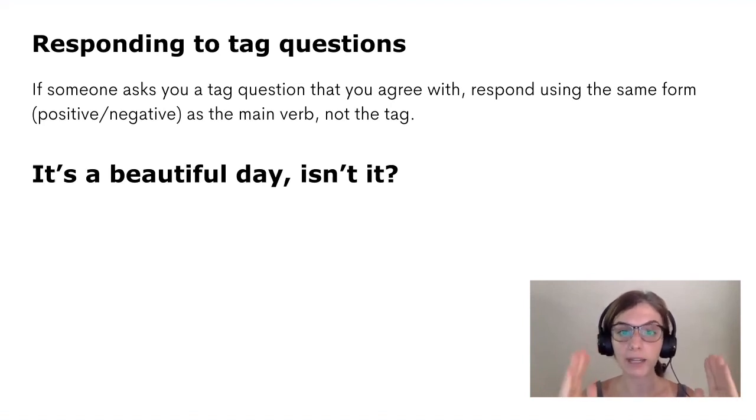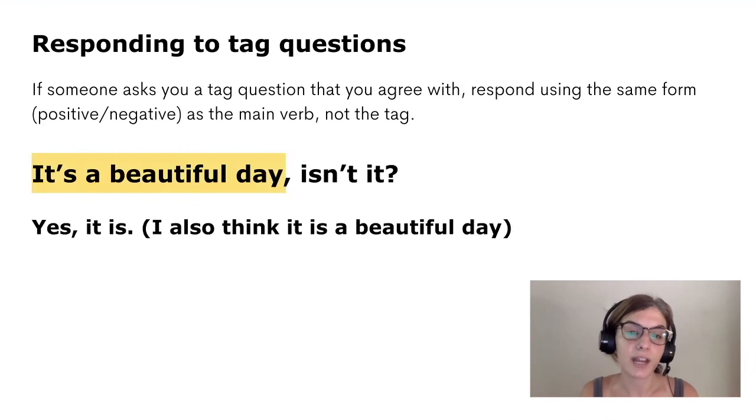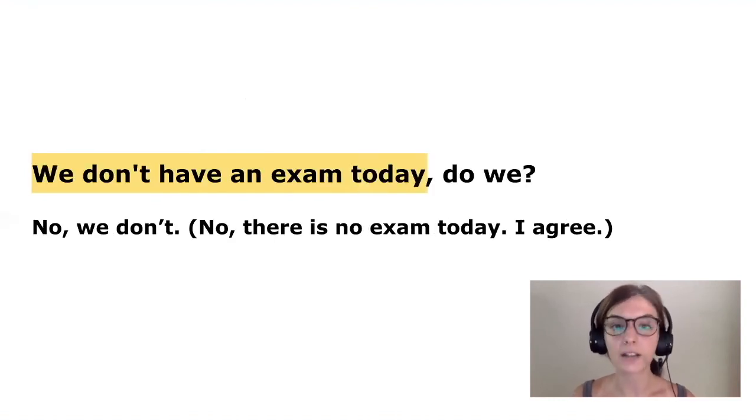If you agree with that main statement, you simply repeat what you heard. So if you agree, it's a beautiful day, you would say, yes, it is. I also think it is a beautiful day, is what that means. Now, you don't necessarily have to add yes or no, but I think it's a little helpful if the response is positive, meaning that if the original statement uses a positive verb and you want to agree, then you would use yes here just to add further clarification. Yes, it is.